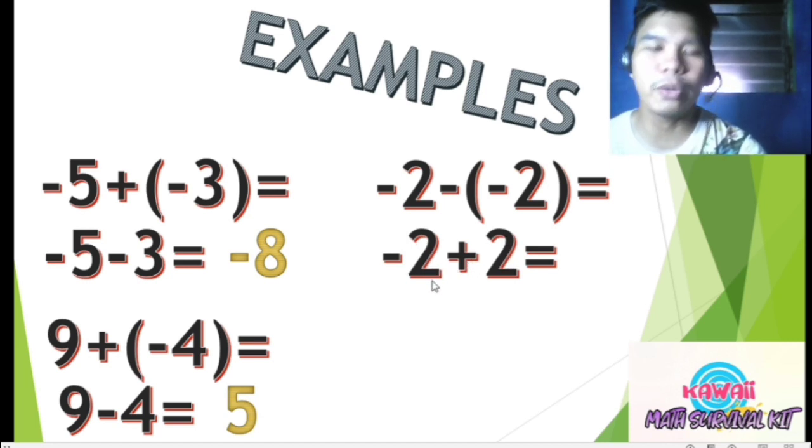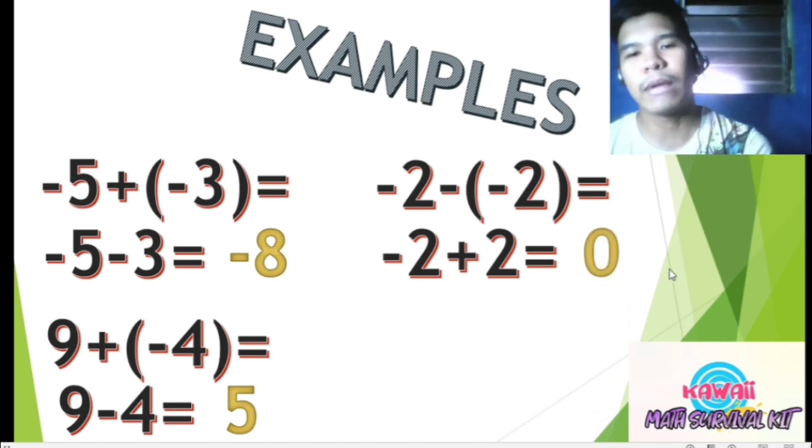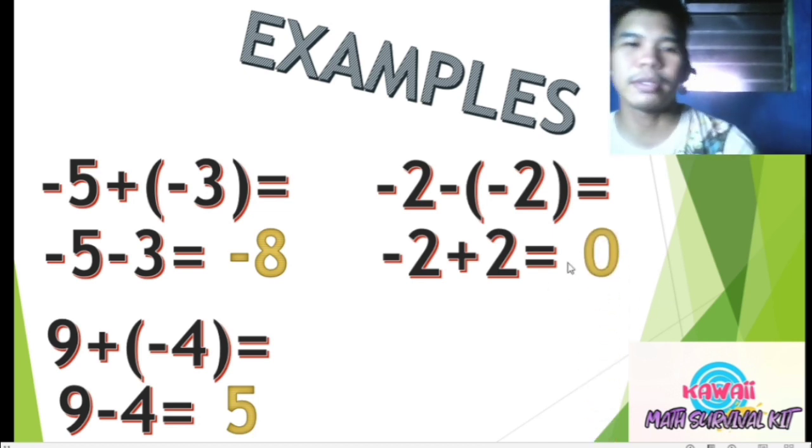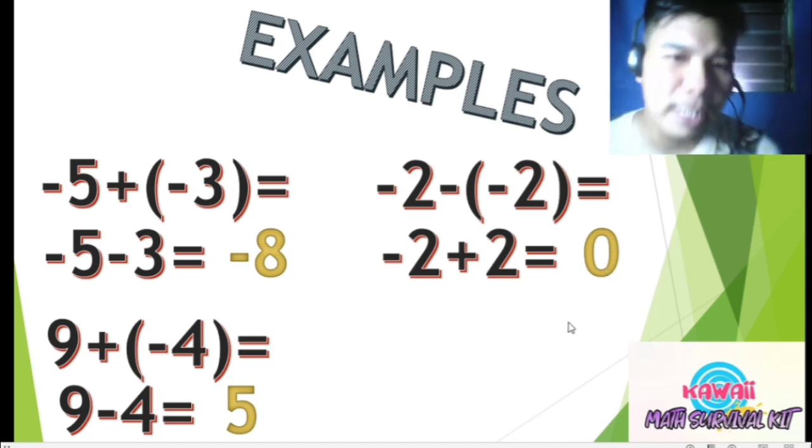So we subtract: 2 minus 2 is 0. We don't need to write any signs here because the answer is only 0. So 2 minus 2 is equal to 0.